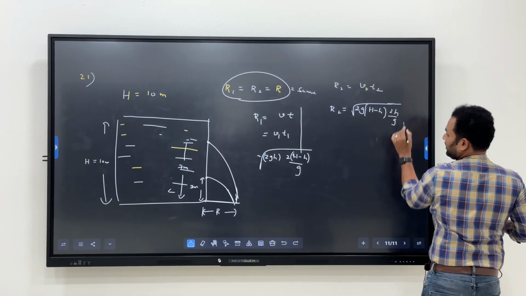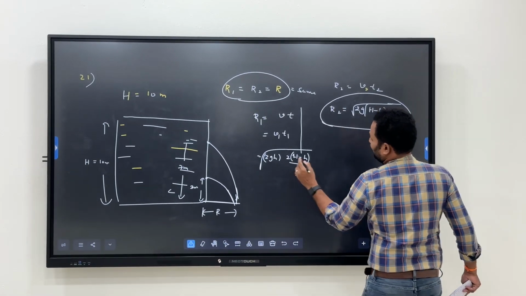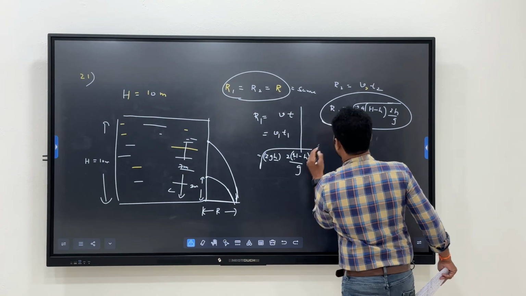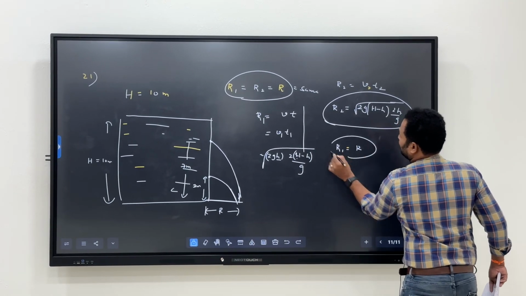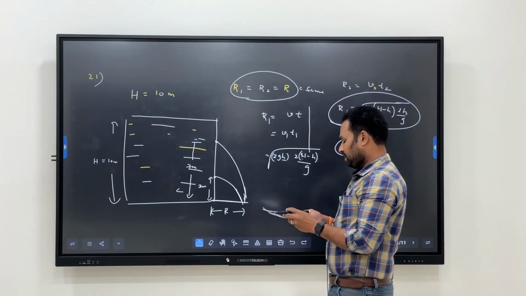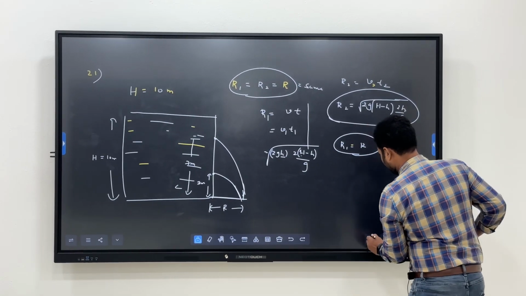If you observe, both ranges are the same, because this is small h, this is capital H minus h. So R1 is equal to R2. Range is the same for both the objects. So among the following, the ranges are the same.